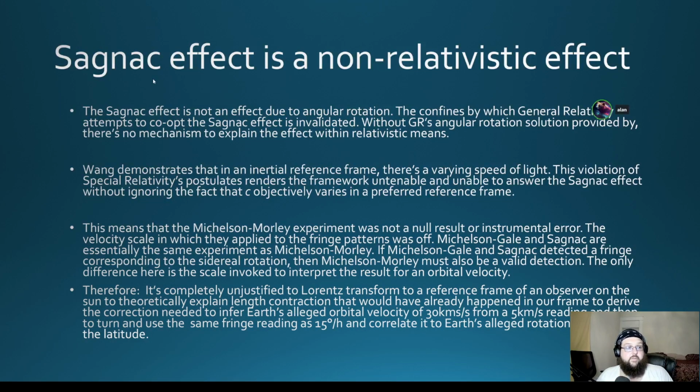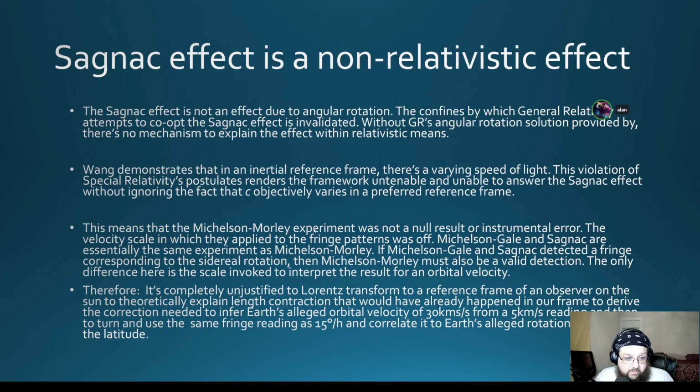All right. So the Sagnac effect is a non-relativistic effect. The Sagnac effect is not due to angular rotation within the confines by which general relativity attempts to co-opt the Sagnac effect, and is invalidated without GR's angular rotation solution provided by Paul Levine. There's no mechanism to explain the effect within general relativistic means. Wang demonstrates that in an inertial frame, there's a varying speed of light. This is a violation of special relativity's postulates, rendering the framework untenable and unable to answer the Sagnac effect without ignoring the fact that C objectively varies in a preferred reference frame.